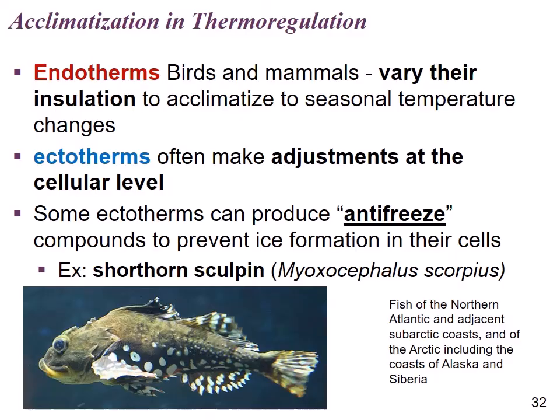So endotherms, like birds and mammals, vary their insulation to acclimate to different seasonal temperature changes, and ectotherms can often make adjustments at the cellular level. Some ectotherms even can produce antifreeze compounds to prevent ice from forming in their cells. There's a short horn sculpin down here that does that.